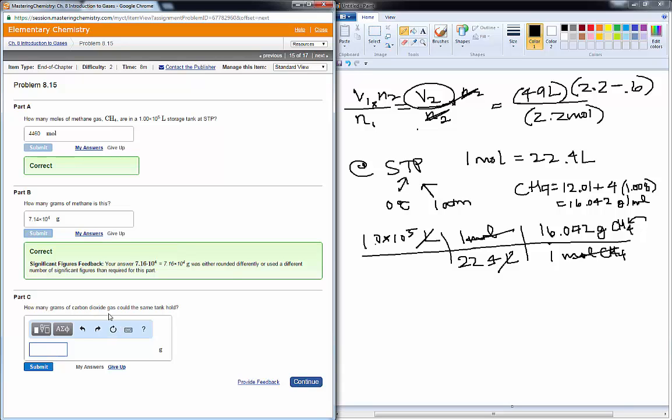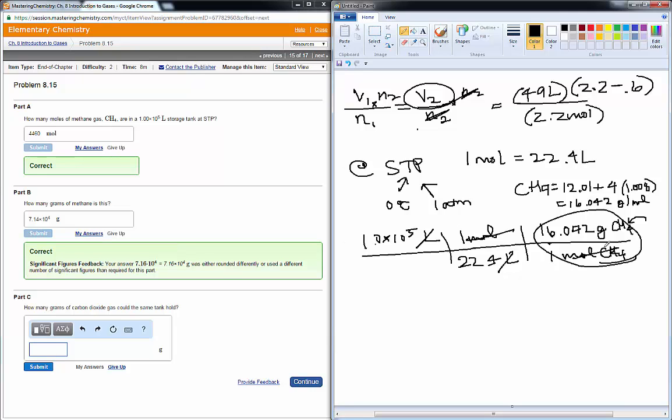Next, how many grams of carbon dioxide gas could the same tank hold? The key here is to remember that all gases behave the same. So if I'm holding this many moles of CH4, I'm holding this many moles of CO2, and the only difference is this. That's the only thing that changes. Everything else is the same because all gases behave the same. So here I'm talking specifically about CH4. Here I can talk specifically about CO2.